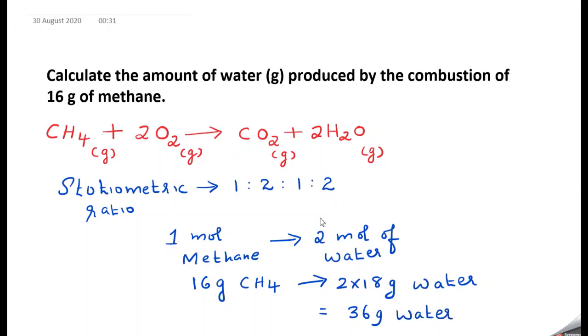So the method we need to follow is: first make the equation balanced, then write the stoichiometric ratio, then based on the stoichiometric ratio, link which things need to be compared. Here methane and water. So from that I write 1 mole of methane gives 2 moles of water. Then 1 mole of methane is fortunately 16 grams. Sometimes they may ask for 32 gram of methane. Then what you need to do is, I know that 16 gram of methane gives 36 gram of water. To convert this to 32 gram of methane, I should multiply by 2 on both sides.